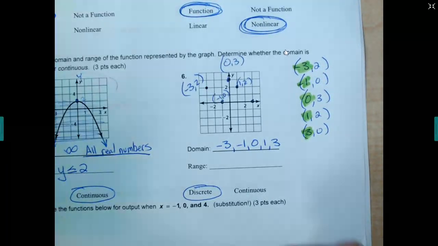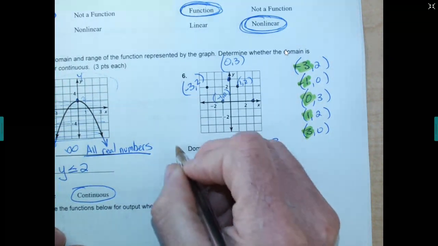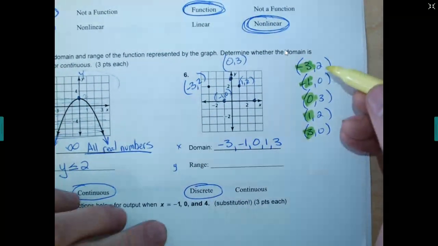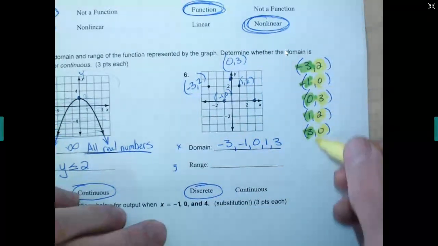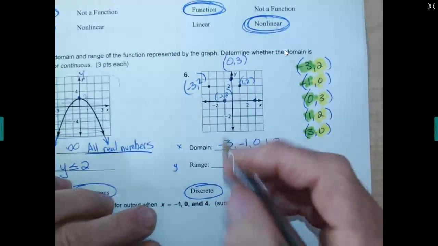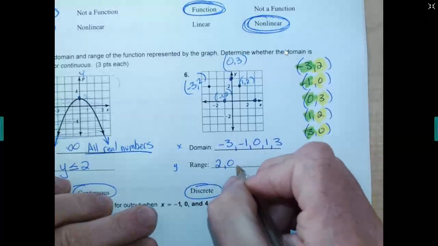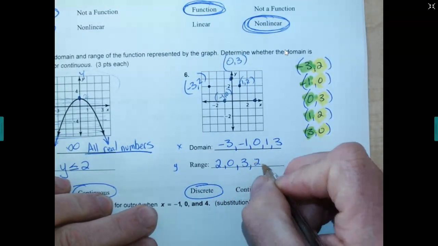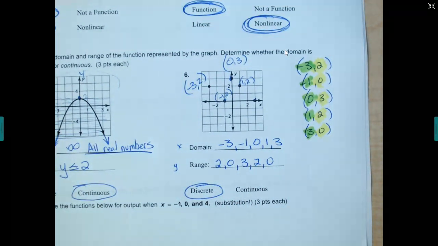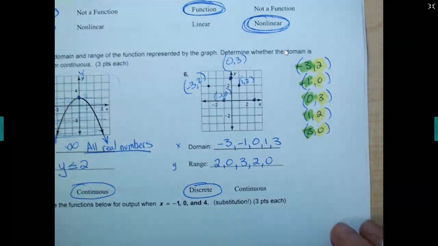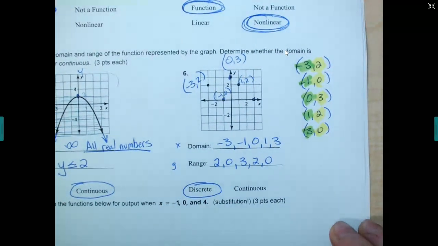My range is all my y values. So my range is 2, 0, 3, 2, and 0. I don't need the second 0 because 0 is already written in there once. Alright, moving on.